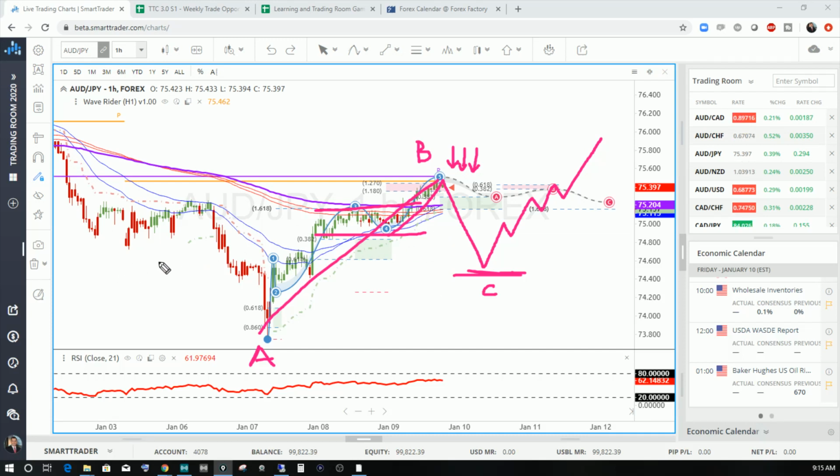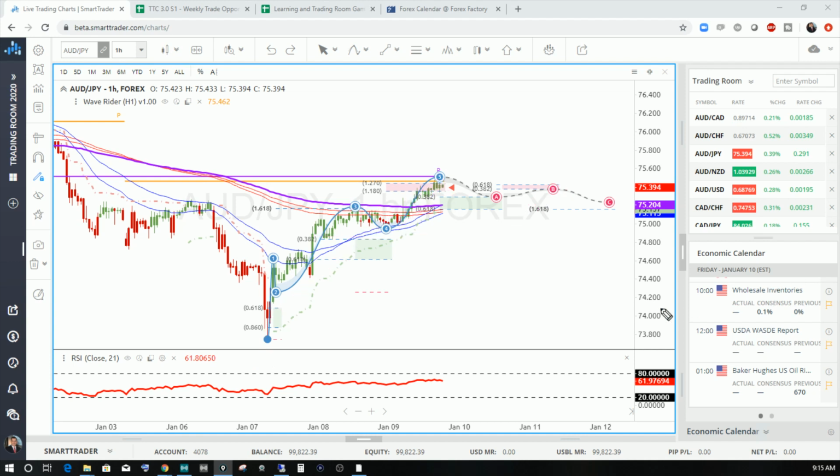A little more information that maybe you needed, but I figured it would be pretty useful to know exactly what the markets are doing and why they're doing what they're doing. All right, it's always nice to know that, isn't it?